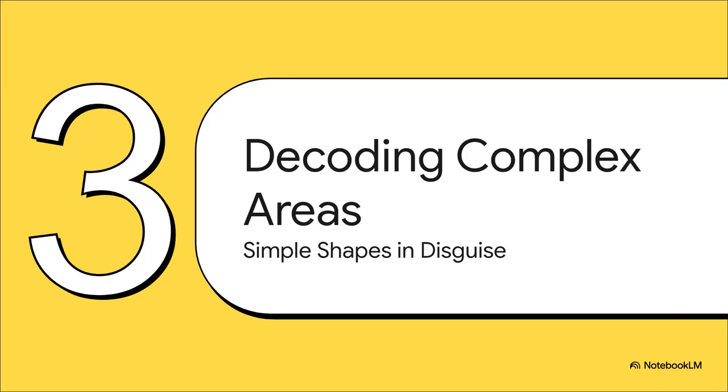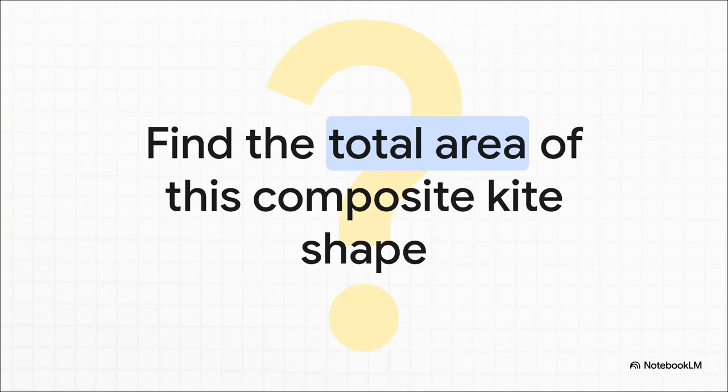All right, time to level up. What happens when the exam throws some bizarre composite shape at you? The secret is that these are almost always just simple shapes playing dress up. Take a look at this. It's a kite. But if you look closer, it's really made of two familiar pieces, a square and a small triangle. They give us the diagonal of the square and the base and height of the triangle. So, how do we find the total area?